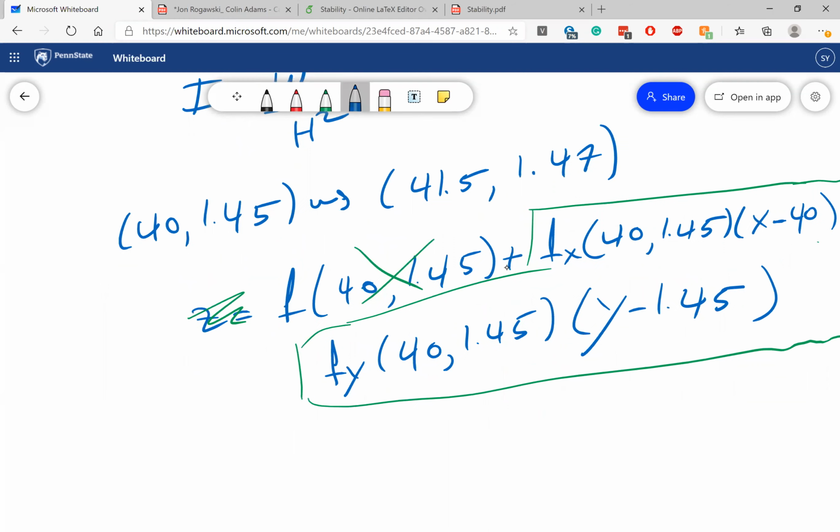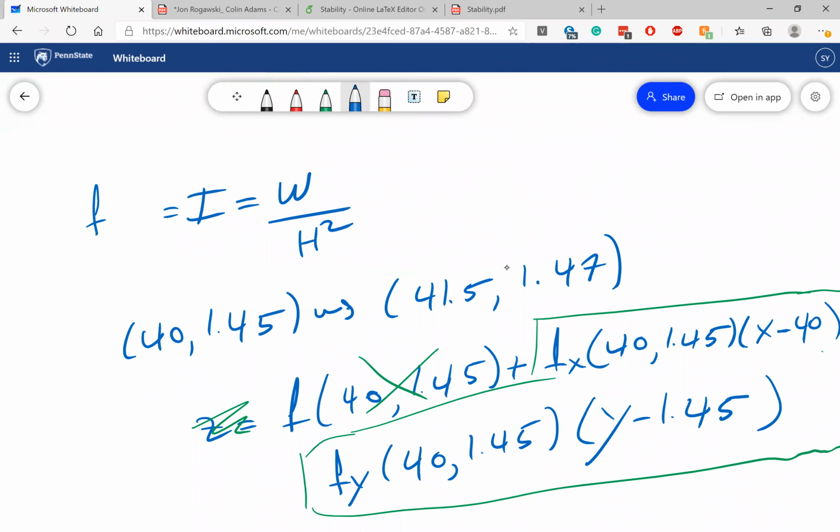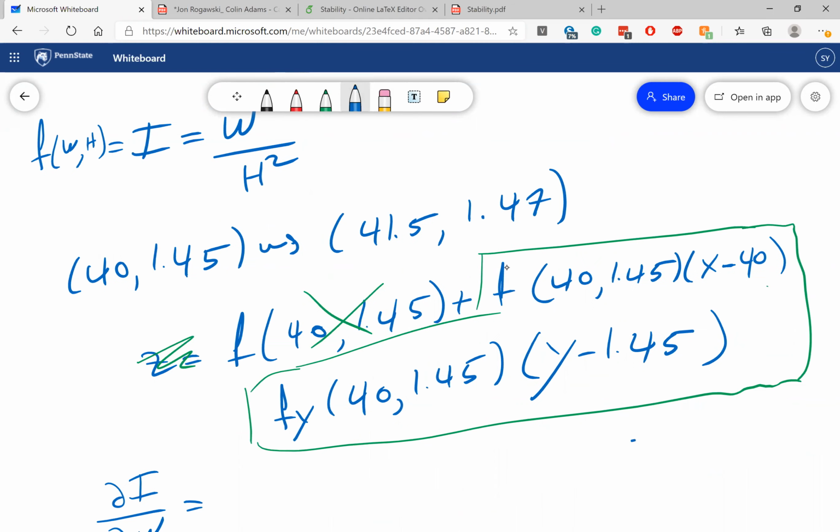So let's look at the partial of I with respect to W. And that would be over here. So let's actually rewrite some stuff. So this should be F of W, H. And so then over here, I would say instead of having X, we will have, let's say, W. Now the question is which one is the height and which one is the weight.